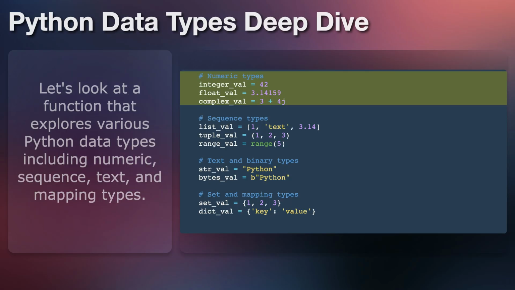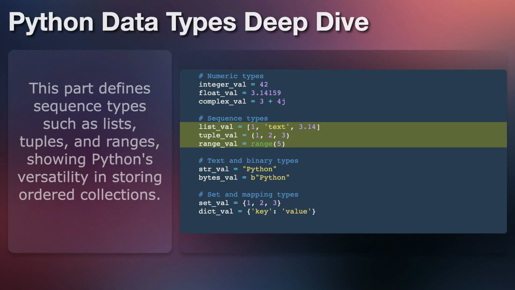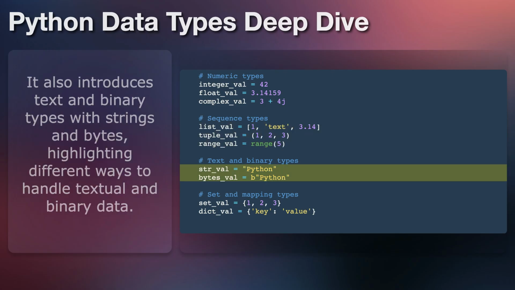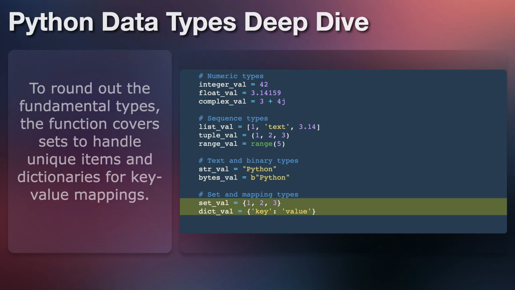Let's look at a function that explores various Python data types including numeric, sequence, text, and mapping types. This part defines sequence types such as lists, tuples, and ranges, showing Python's versatility in storing ordered collections. It also introduces text and binary types with strings and bytes, highlighting different ways to handle textual and binary data. To round out the fundamental types, the function covers sets to handle unique items and dictionaries for key value mappings.